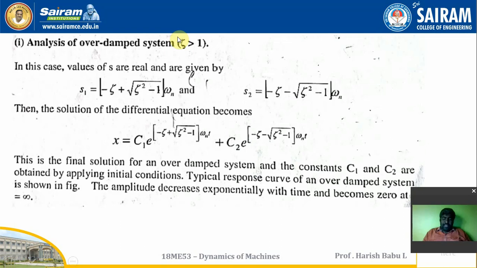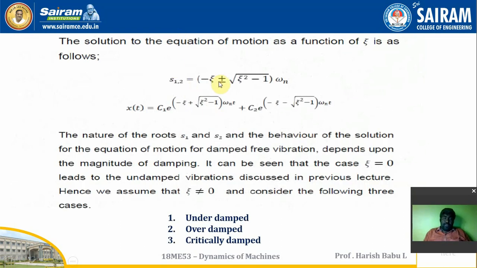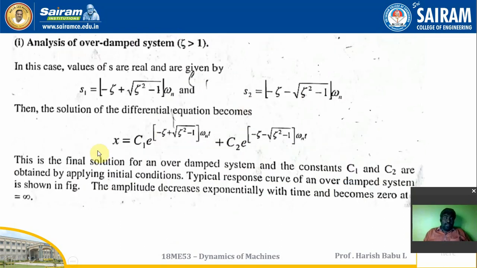When I substitute into this equation, I want to get the roots. The roots are real as well as distinct, given by s1 equals minus zeta plus root of zeta square minus 1, multiplied by omega n, and s2 equals minus zeta minus root of zeta square minus 1, into omega n. Then the solution of the differential equation becomes x equals c1 e to the power of minus zeta plus root of zeta square minus 1 multiplied by omega n into t, plus c2 e to the power of minus zeta minus root of zeta square minus 1 omega n into t. So this is the final solution for an overdamped system.